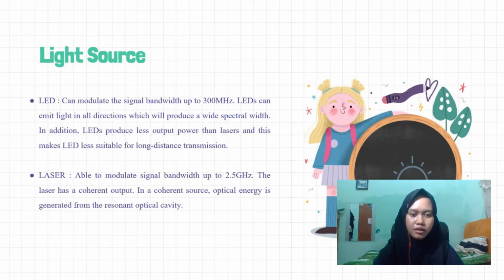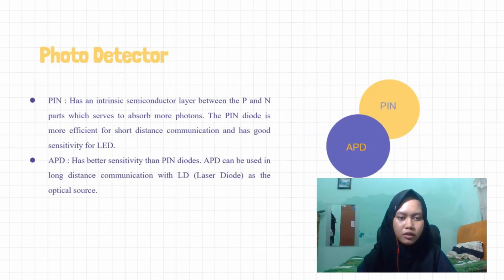So for the light source, there are two types. The first one is LED or light emitting diode, and the second one is laser or light amplification by stimulated emission of radiation. The LED can modulate the signal bandwidth up to 300 MHz, and it is less suitable for long distance transmissions. Meanwhile, the laser is able to modulate signal bandwidth up to 2.5 GHz and is more suitable for long distance transmission. And for photodetector, there are two types.